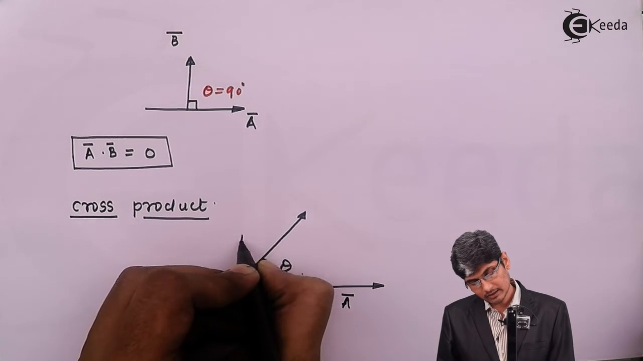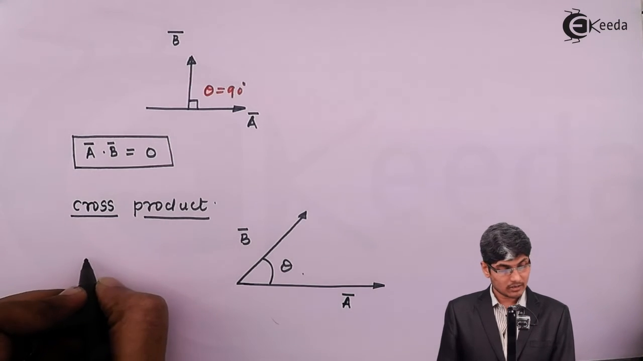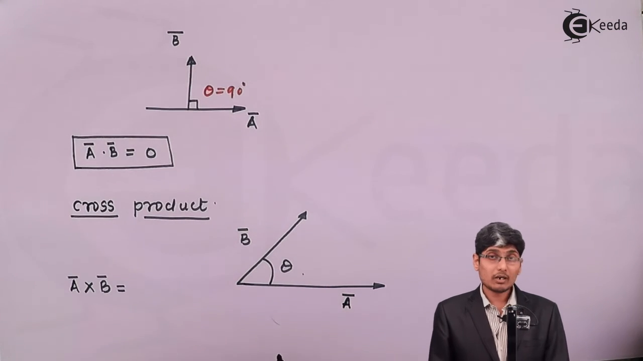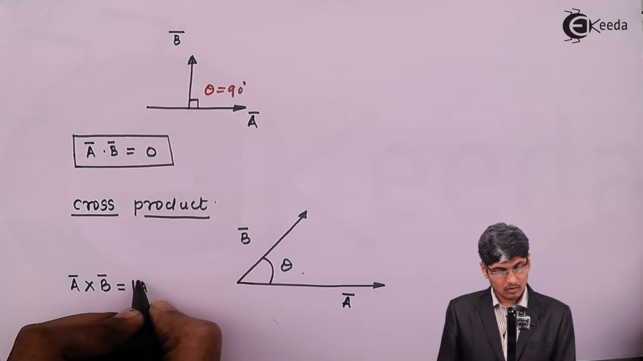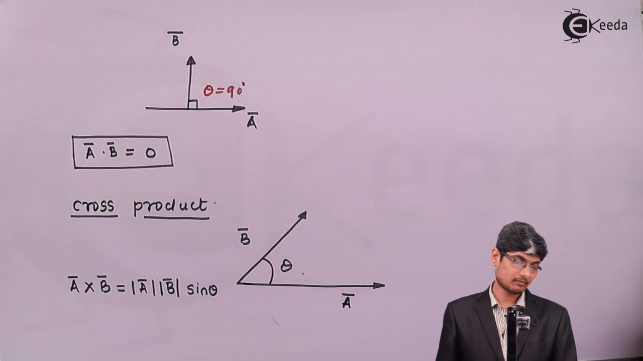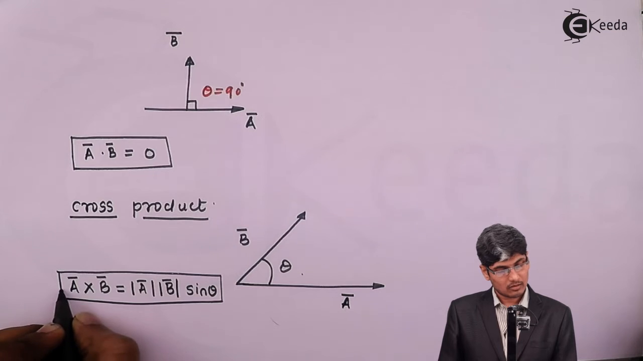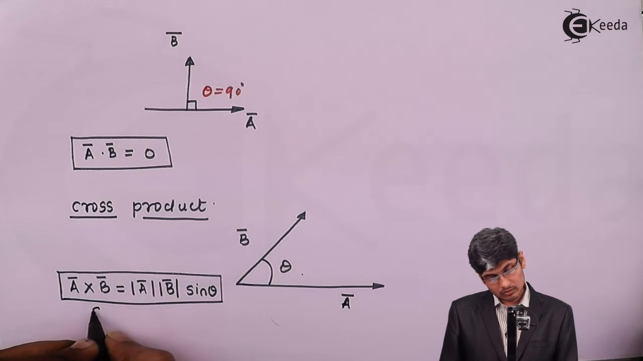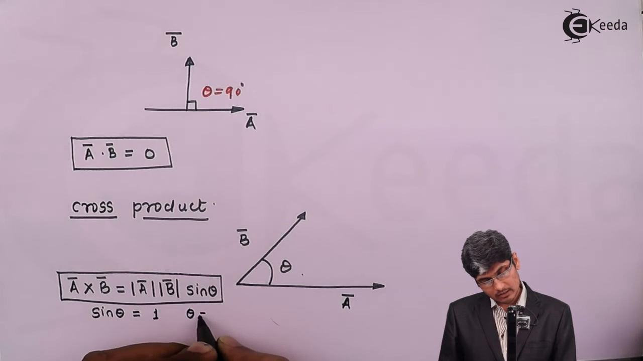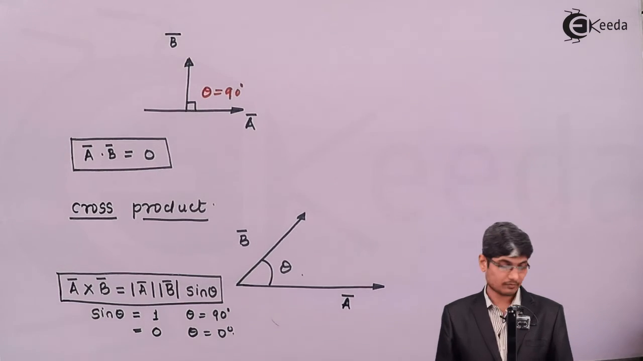This is vector A, this is vector B. And then again we will ask the same question, what is A bar cross B bar? So A bar cross B bar will be equal to magnitude of A bar times magnitude of B bar into sine of theta. Okay, again this is a very important formula. Just to recall, sine theta is equal to 1 at theta equal to 90 degrees and is equal to 0 at theta equal to 0 degrees.